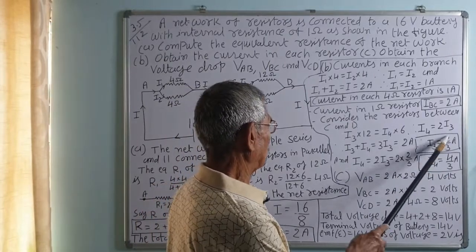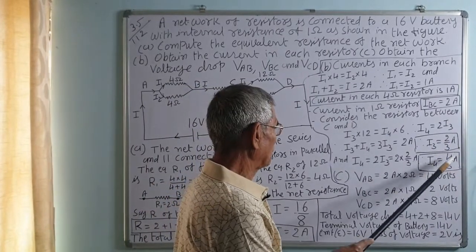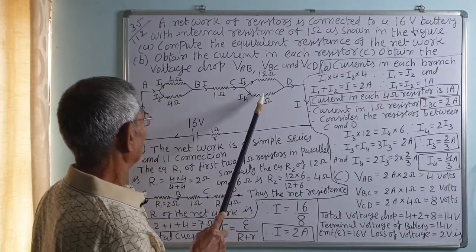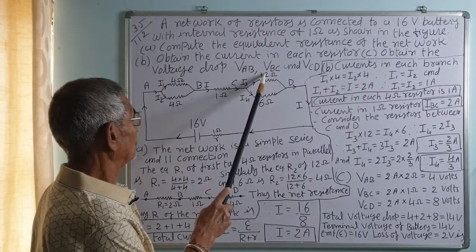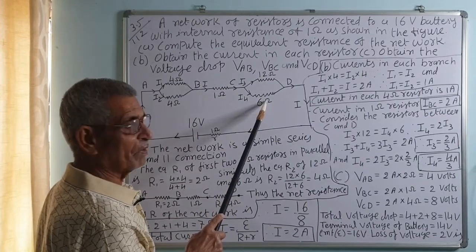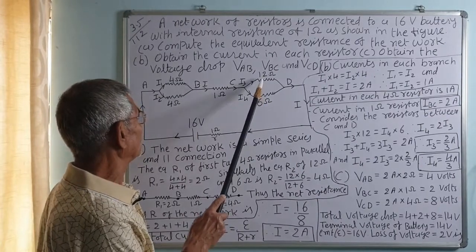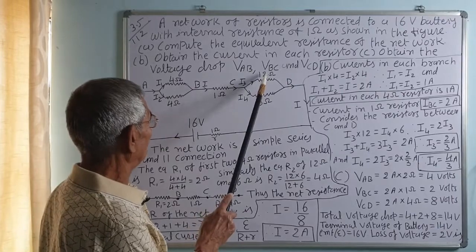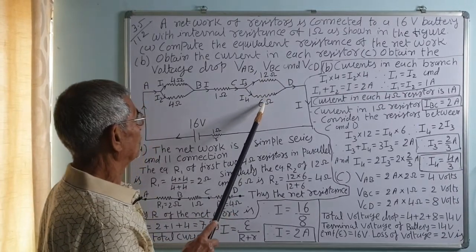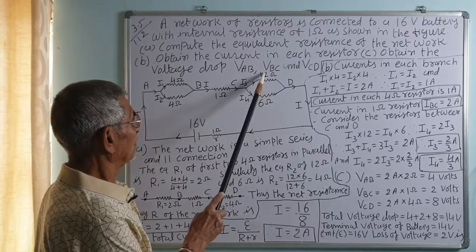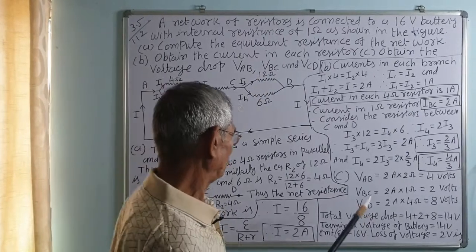So, I3 is 2 by 3 ampere and I4 is double, because resistance is less, the current will be double. This ratio is 2 is to 1. So, current will be in the reverse ratio, 1 is to 2. So, here current will be half that of the current here. So, here current is 4 upon 3 ampere, here 2 by 3 ampere.